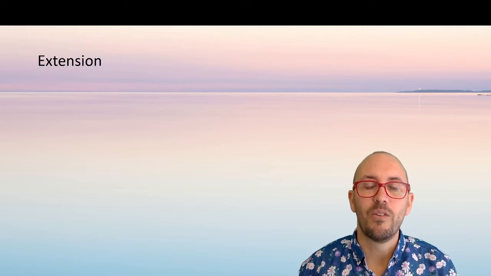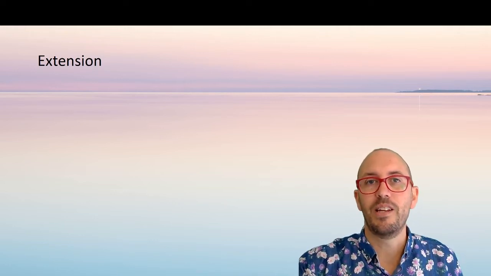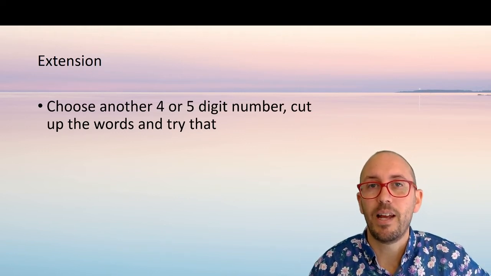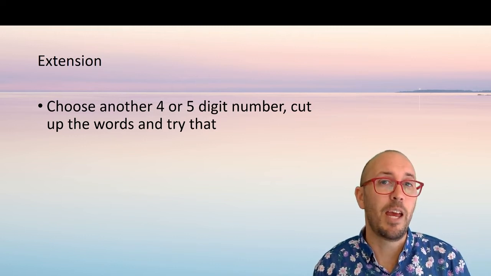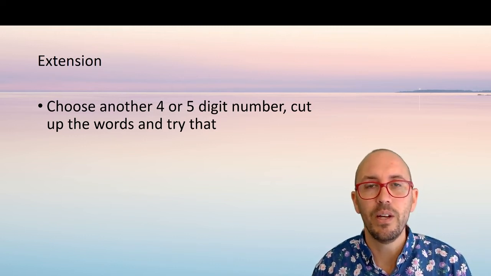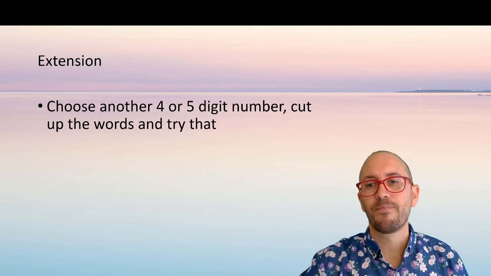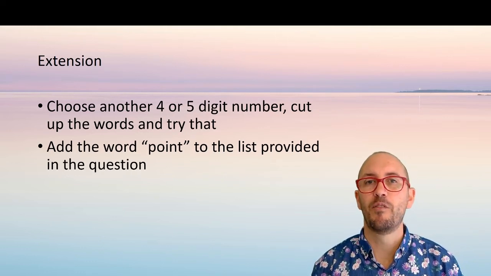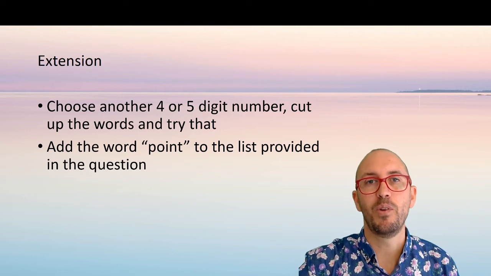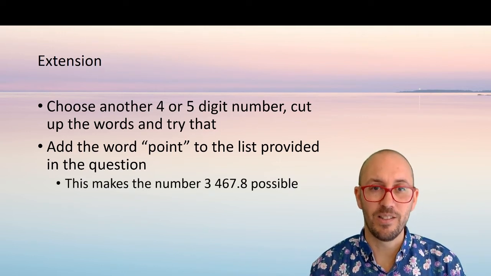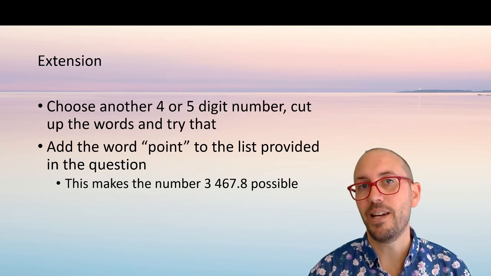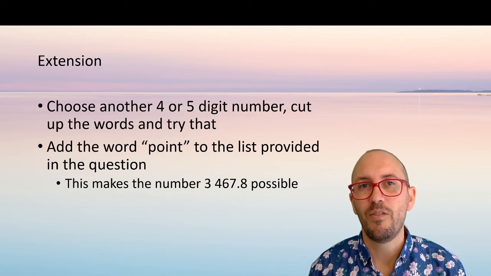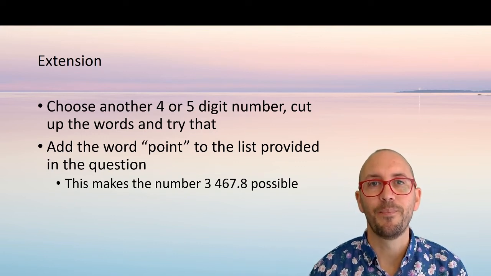If you've enjoyed this task, or if it was a bit easy, how can we do an extension? Choose another number, cut that up, perhaps a number that uses the same word twice, 242. How many different words can you make with that? And finally, adding the word point really increases the number of possibilities you can make. For example, you could make the word 3,467.8. I'm going to be talking about decimals a lot more in third and fourth term, but if you're looking for an extension, this might be a good way to go.